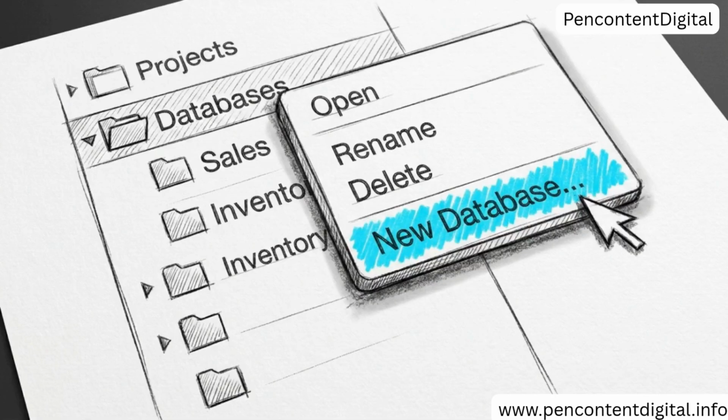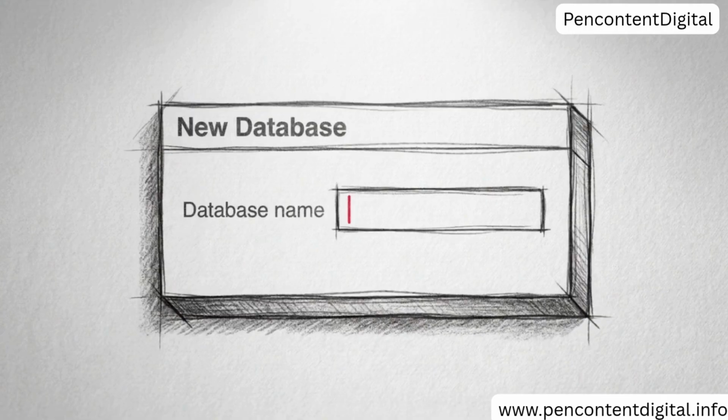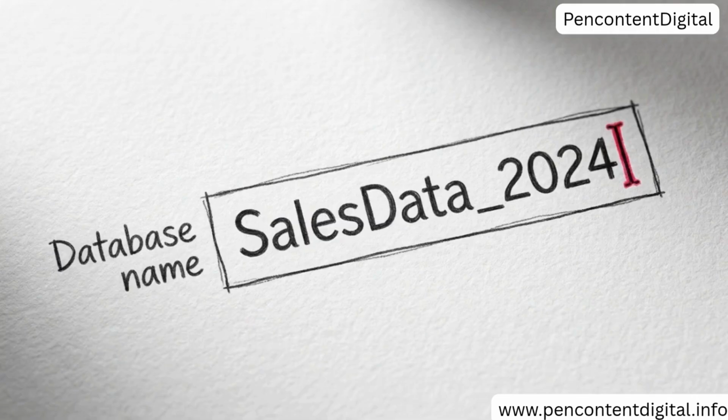Now we need a place to put our data. Navigate to the Databases folder in that list, right-click it, and select New Database. The system will prompt you for a name. Use clear, descriptive naming conventions here. A title like Sales Data 2024 prevents massive administrative confusion down the line compared to a generic label.